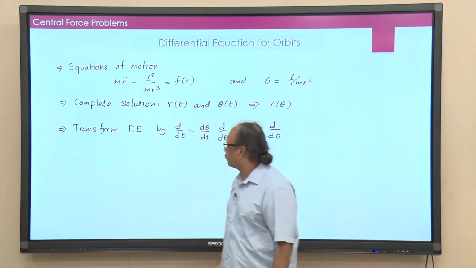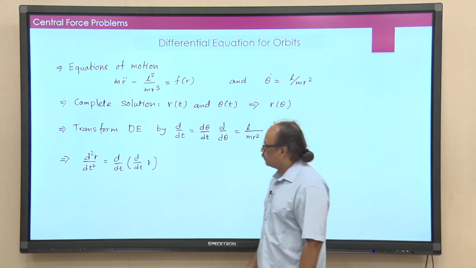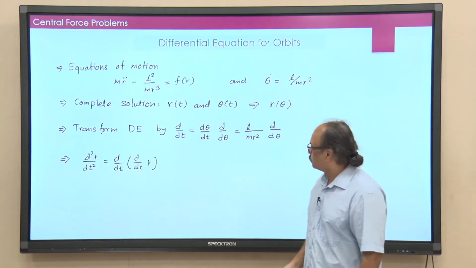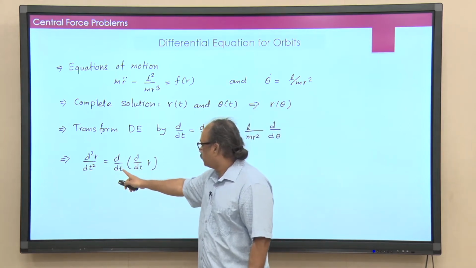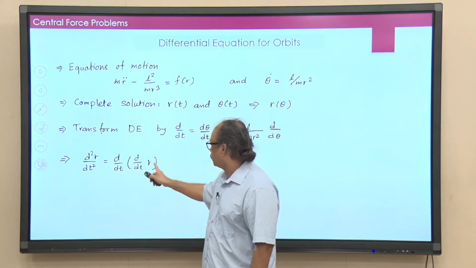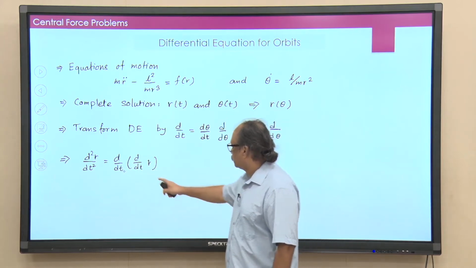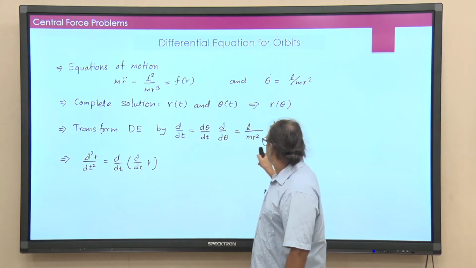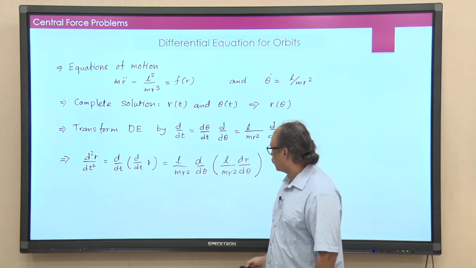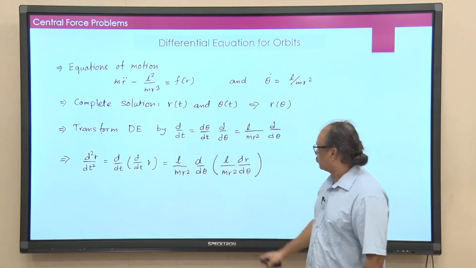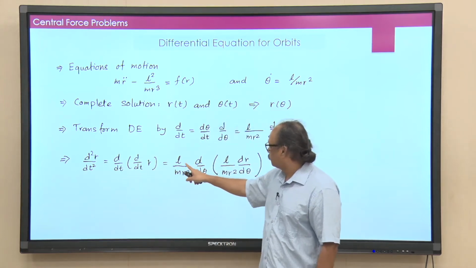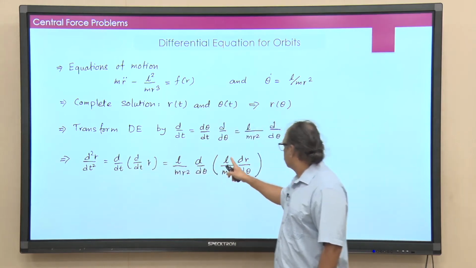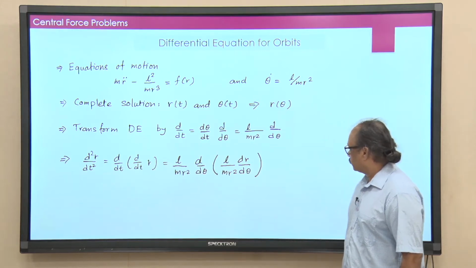I want to look at only the first term to begin with. So, that is the second derivative of r with respect to t, and for this one what I will do is write it as two separate derivatives, d by dt of d by dt of r. Okay. And the reason for writing it like this is I know how to write d by dt in terms of d by d theta. So, if I do that, I get, for the first d by dt, L by m r square d by d theta, and for the second d by dt, I have L by m r square dr by d theta.